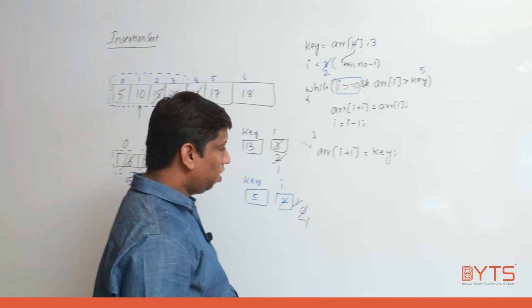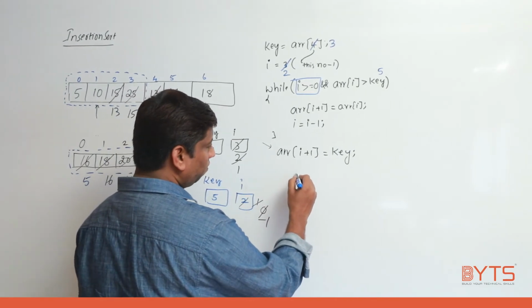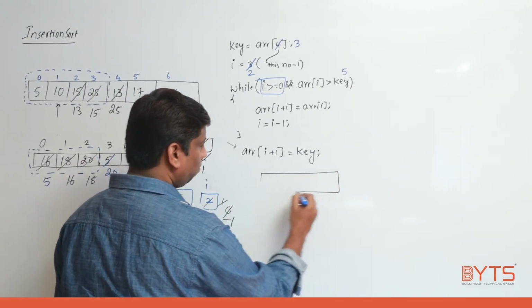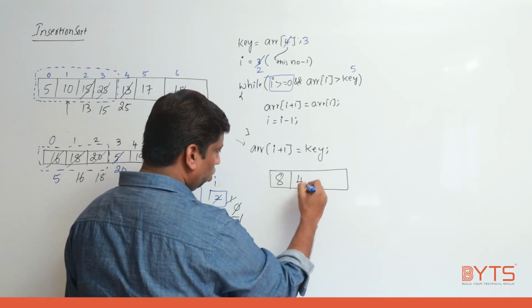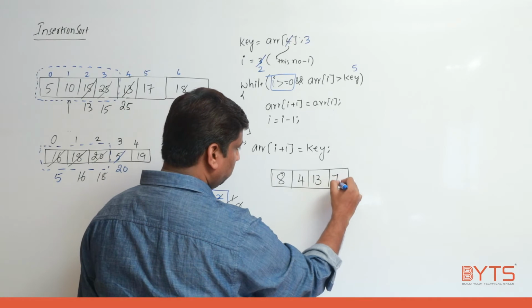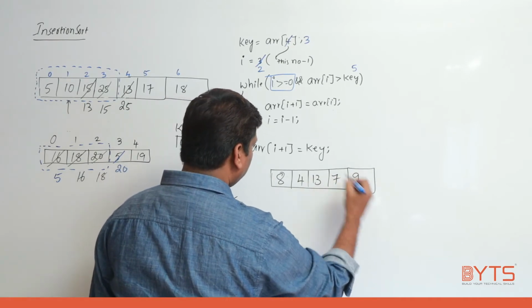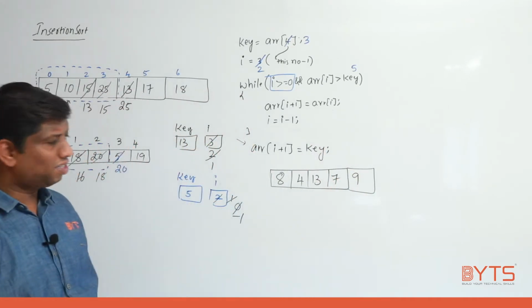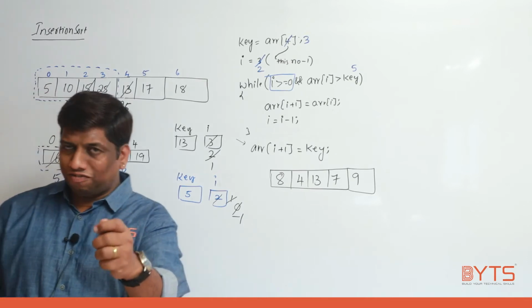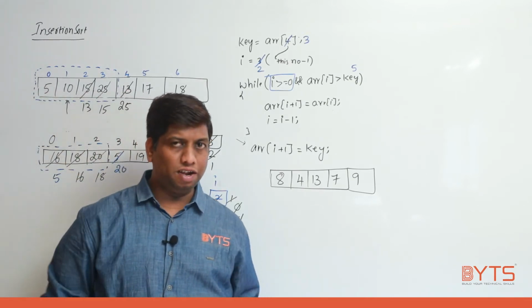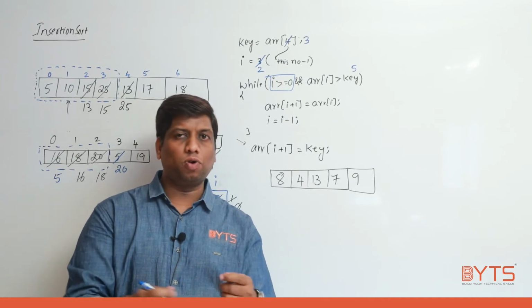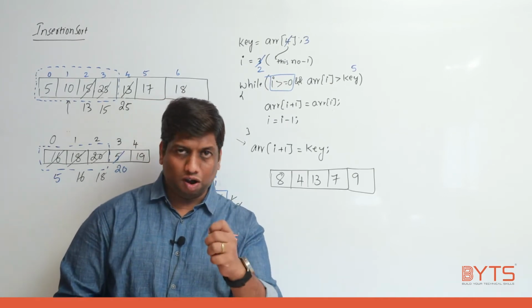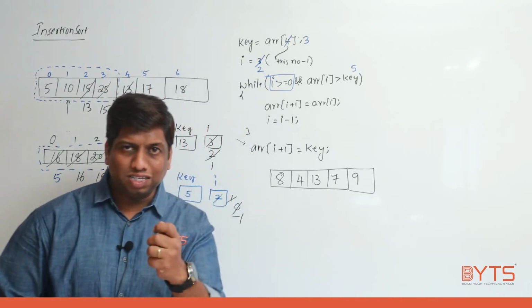Let us take the code this way. Now the array is this one: 8, 4, 13, 7, 9. Have you noticed a little interesting thing? Whenever you take the first card, when you are playing some cards, whenever you take the first card, that is in the correct position.